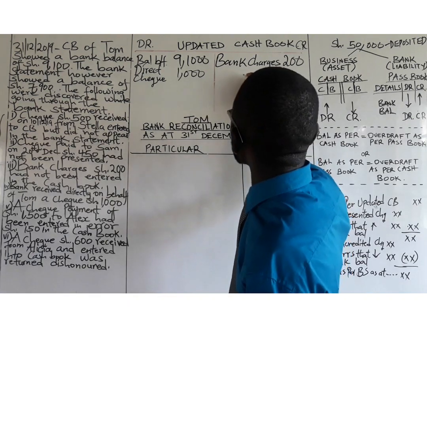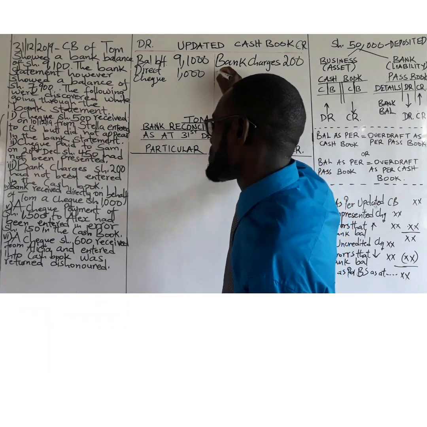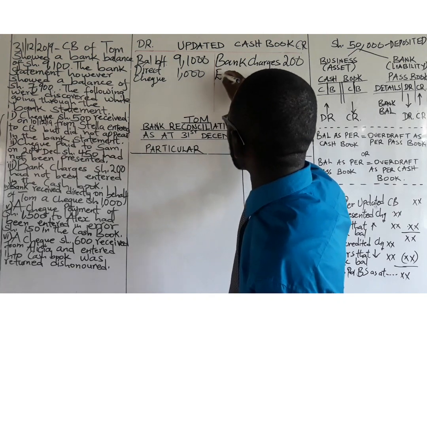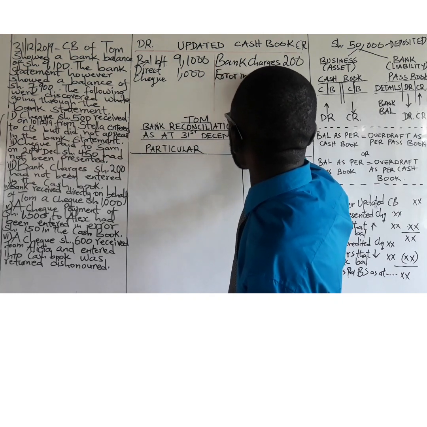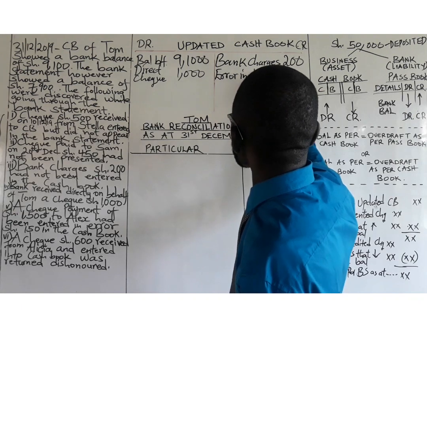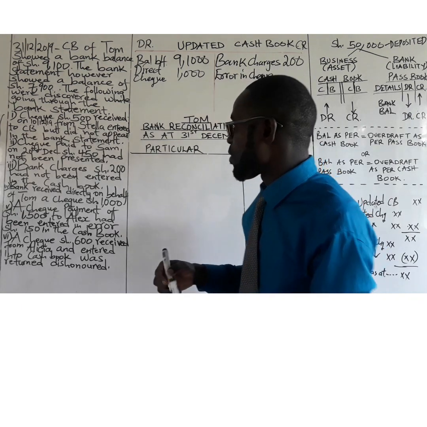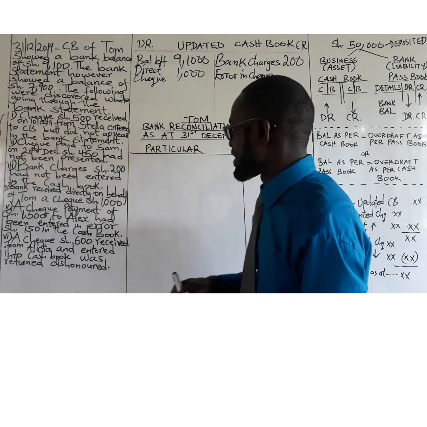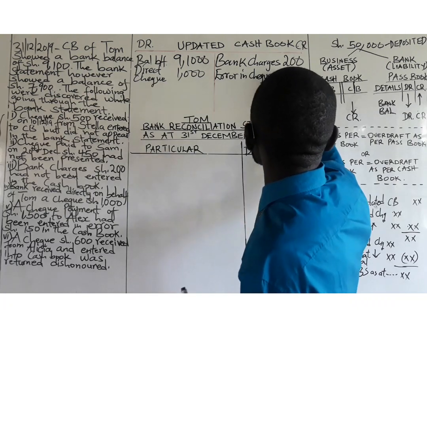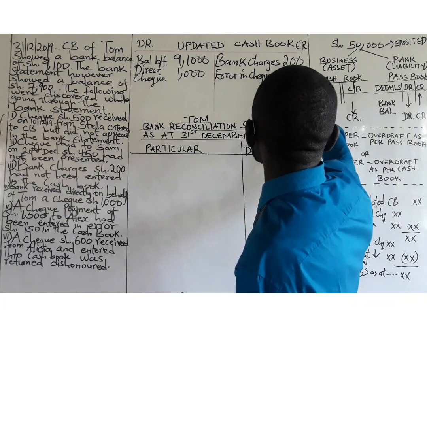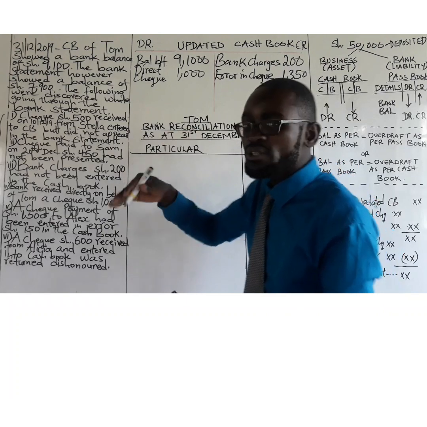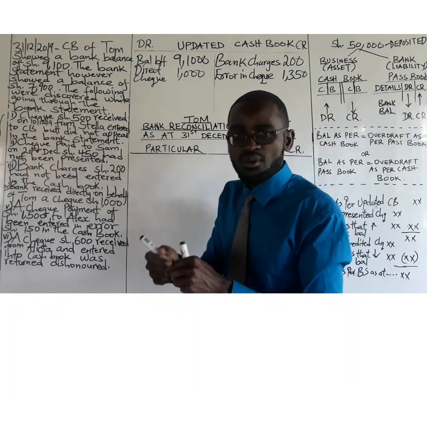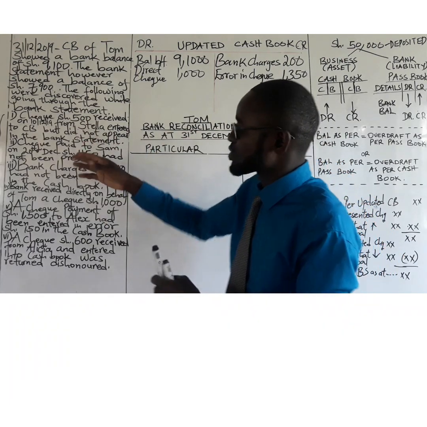So we reduce that one by what is called error in check. We will call it error in check. That is simply an error of transposition. So that is 1,350. We are reducing what is still inside the cash book, which is making the cash book not reconcile with the bank statement.